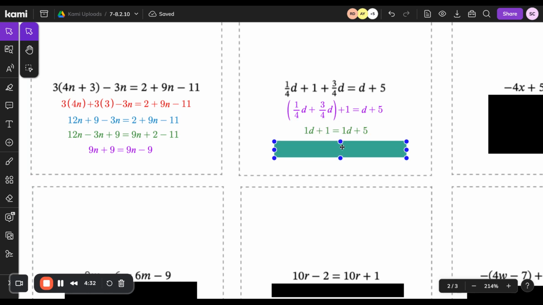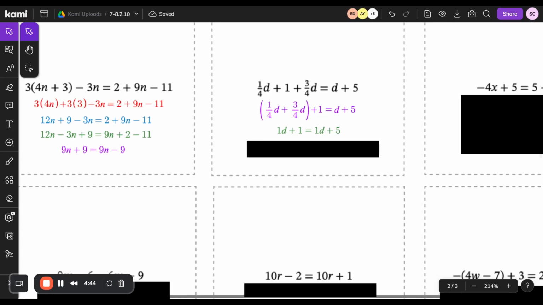And for this one here, same thing. Our linear terms are 1d and 1d. Our constant terms are 1 and 5. Would this be considered an example of infinitely many solutions or no solution?